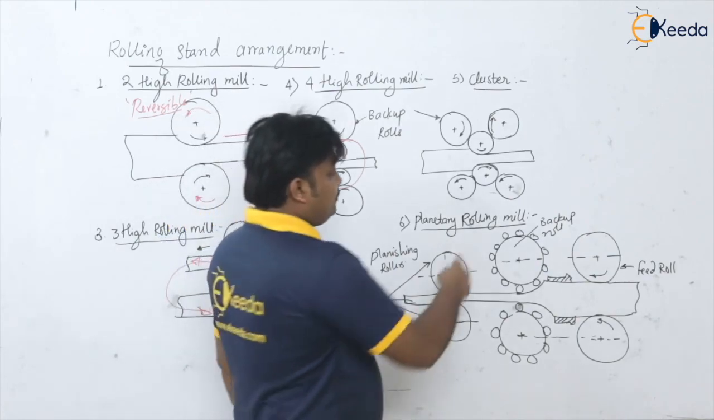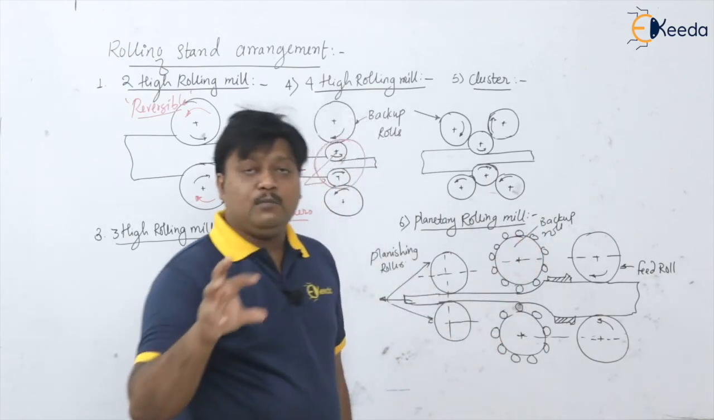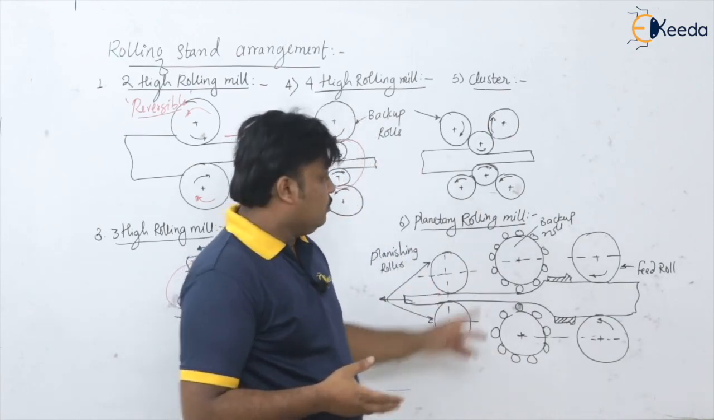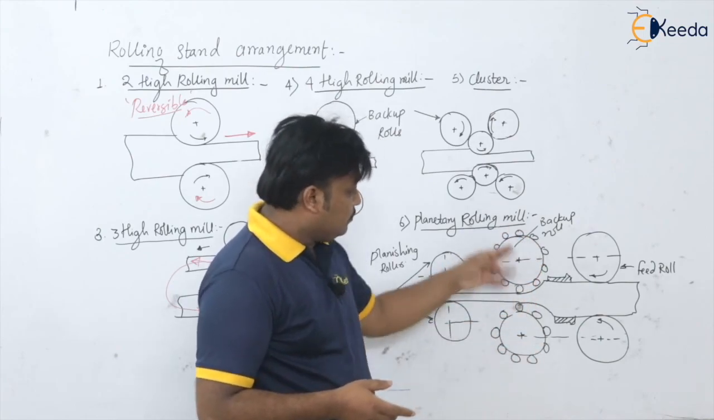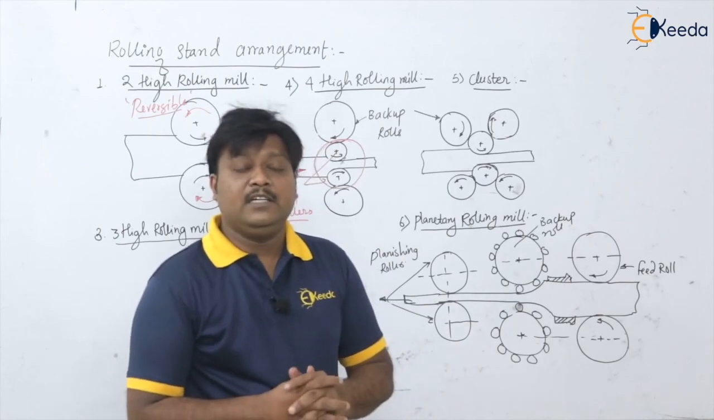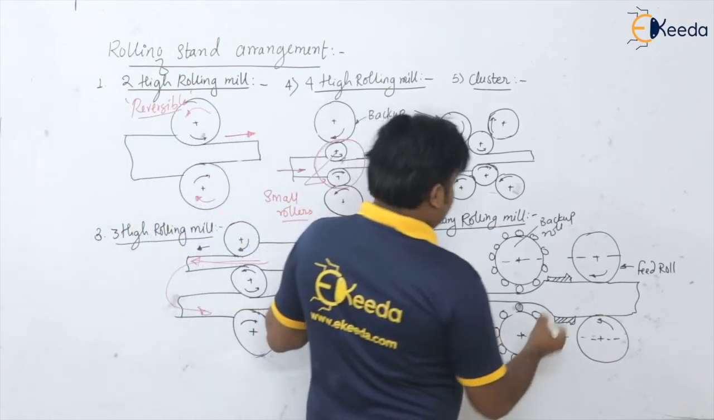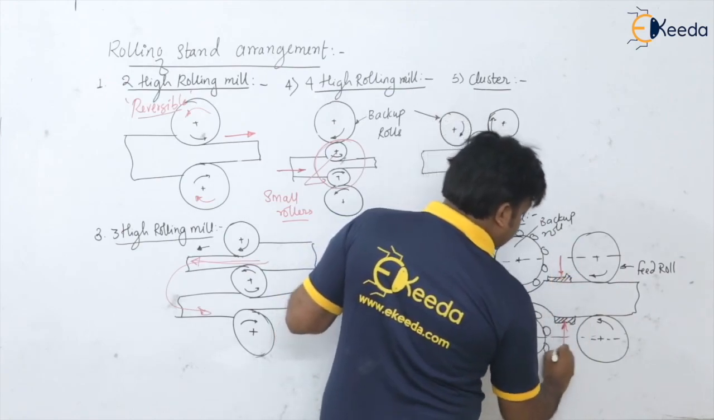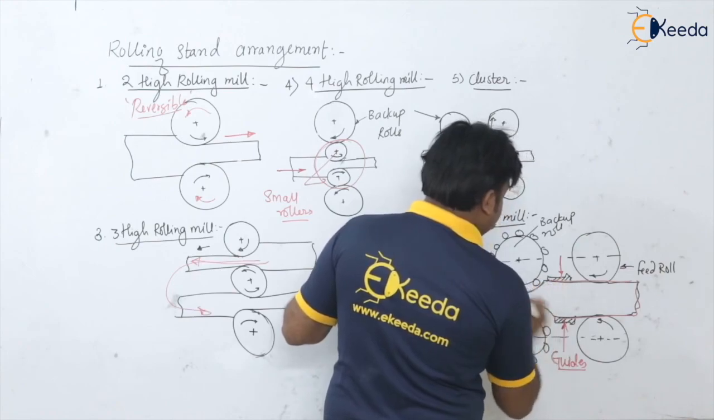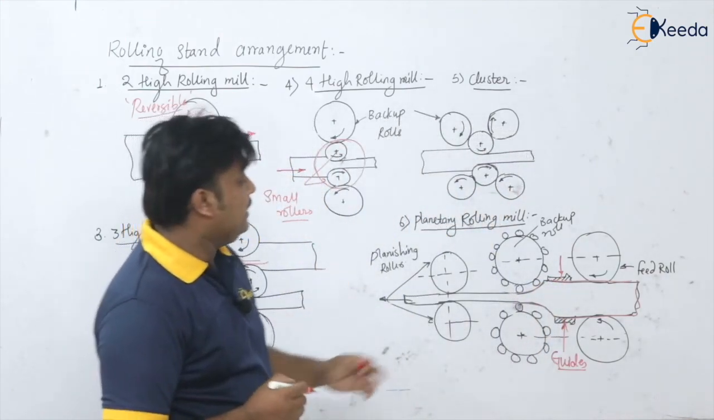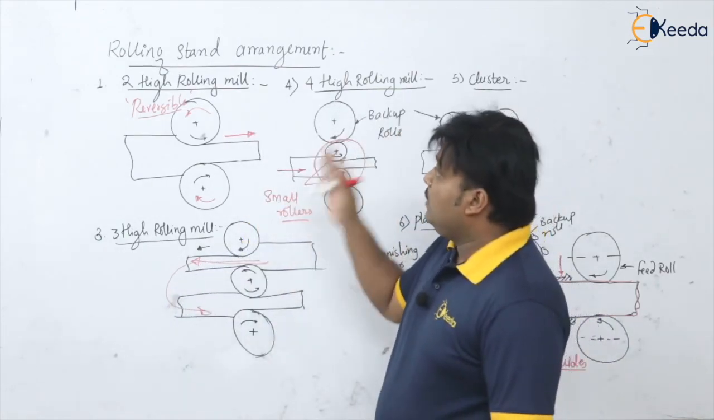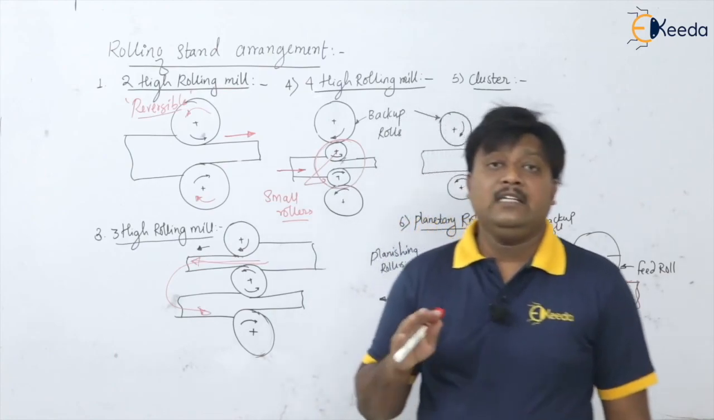So in the planetary rolling mill, on the backup roll we have very small rollers as a planetary gear. You can see the small rollers mounted on this big backup roll, which gives a huge amount of reduction. In this arrangement we can also have guides for guiding this thick sheet into the planetary rolls. So this is about the rolling stand arrangement, or simply the various types of rolling mills. Thank you.